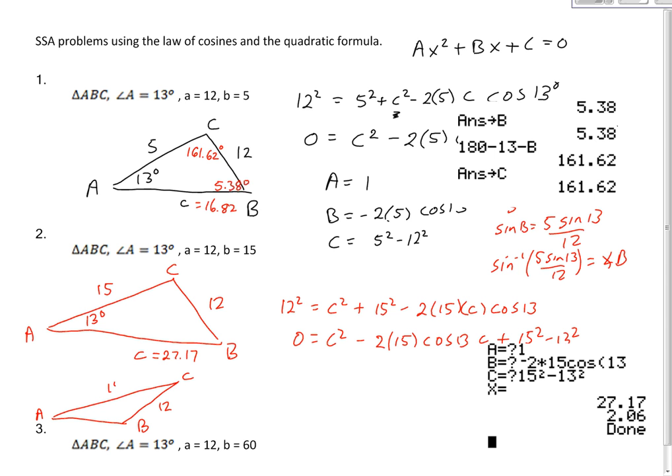This is 12, this is 15, this is 13 degrees, and this is 2.06, and I'm going to solve both of those triangles completely. I need to find this angle C, and this angle B, and this angle C, and this angle B, and they're going to all be different. It turns out that these two angle B's will be supplementary to each other. So think about that.